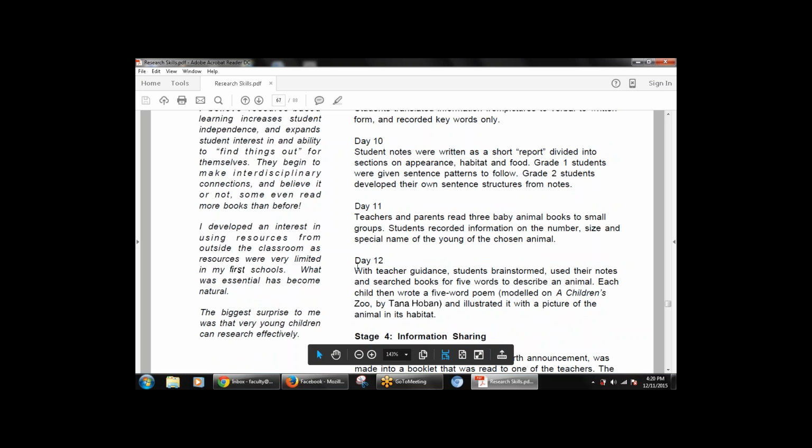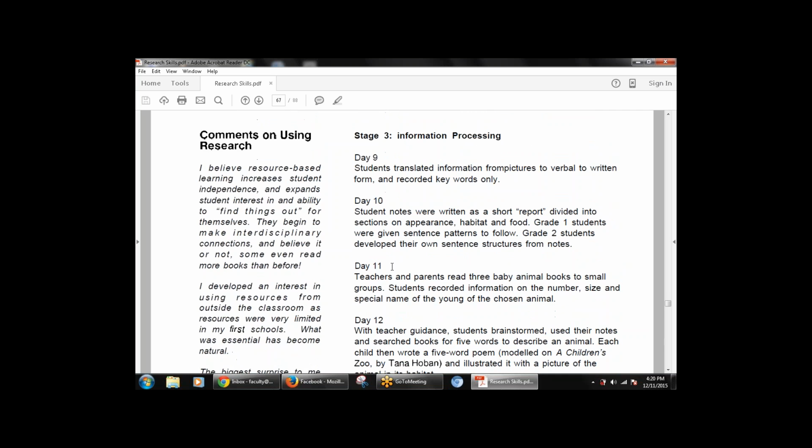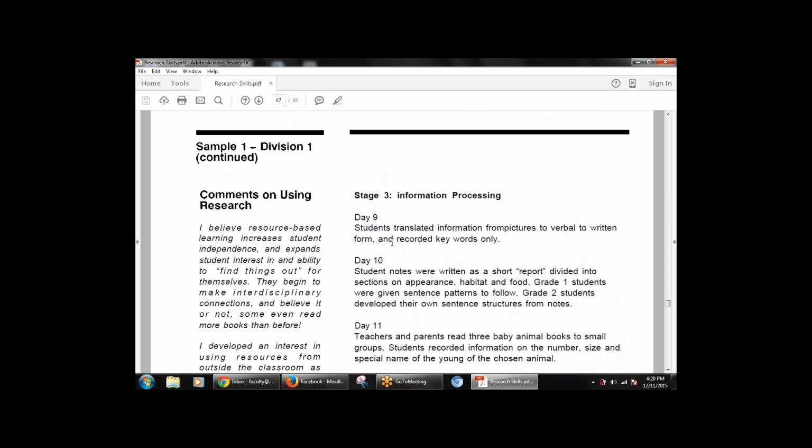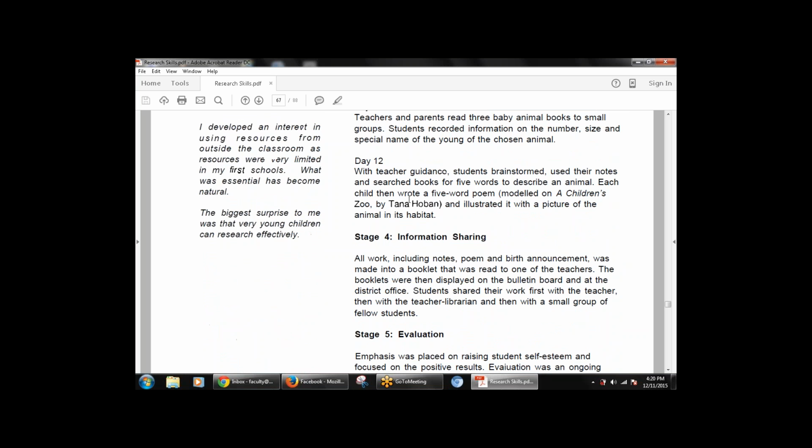Then day number 12, with the teacher's guidance, students brainstorm, use their notes and search the books for 5 words to describe an animal. That is the day number 12 activity. Those are the 3 or 4 days of activities carried out within stage number 3, the information processing. Then stage number 4 is the information sharing.